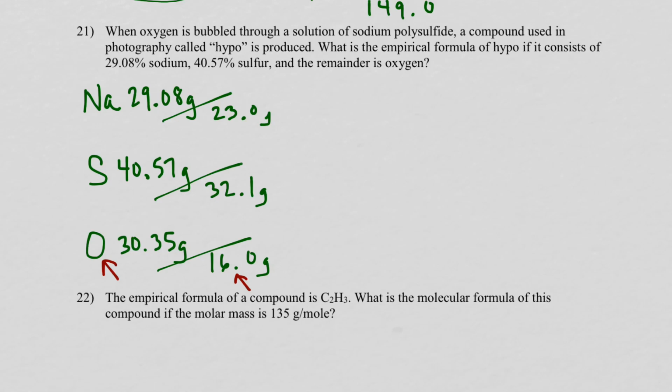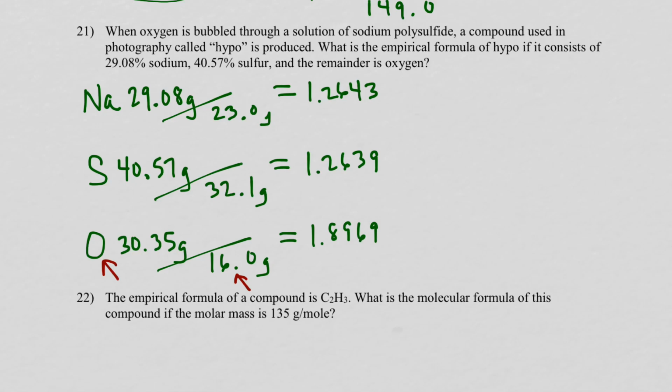So now once you divide each one of these through, that step gives you the number of moles of each of these substances. So the top one, sodium, comes out to 1.2643. Sulfur 1.2639, and the oxygen 1.8969.